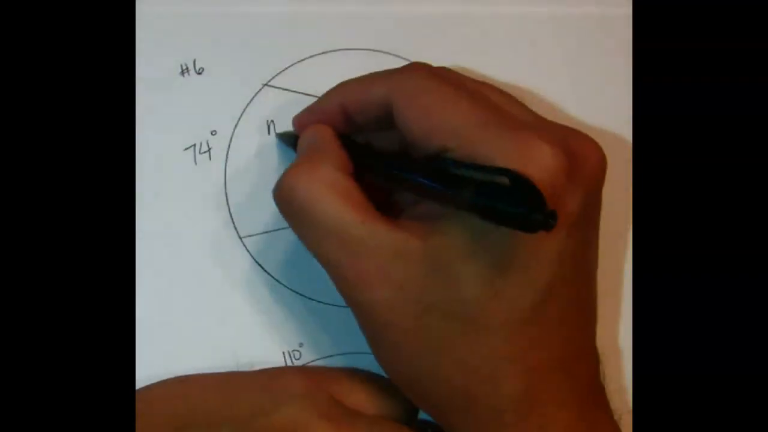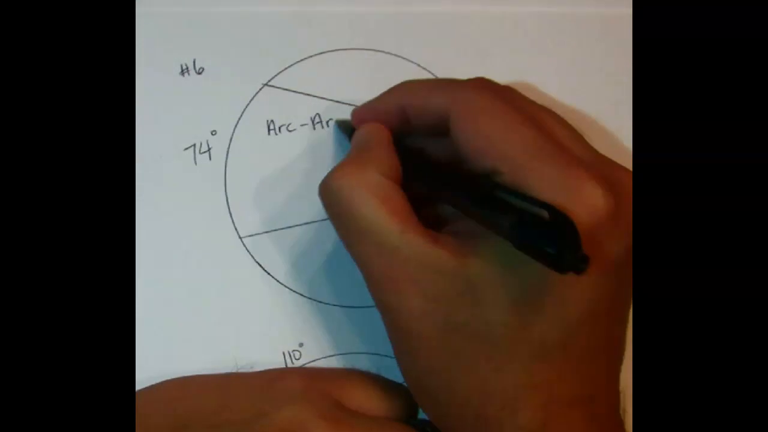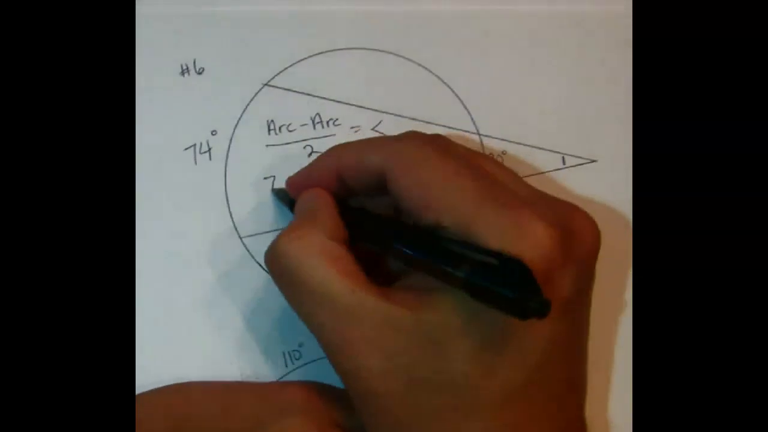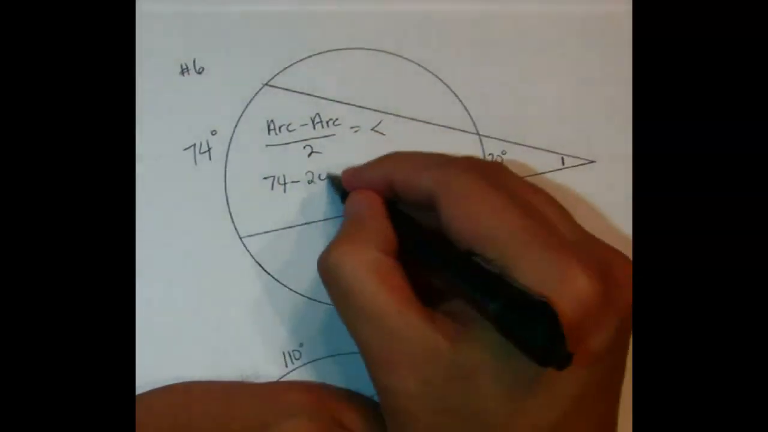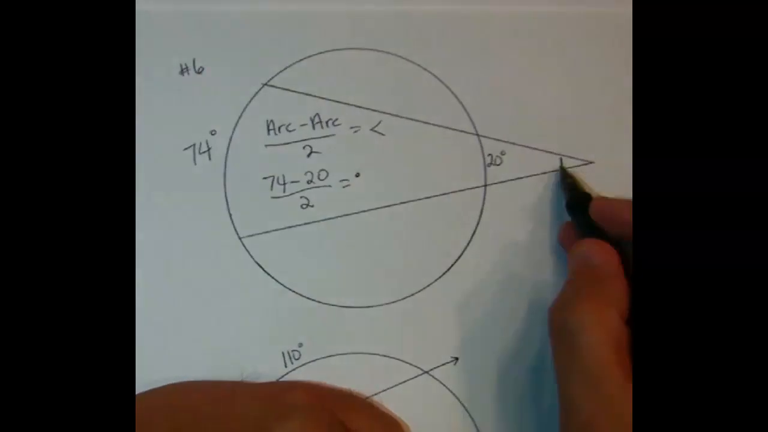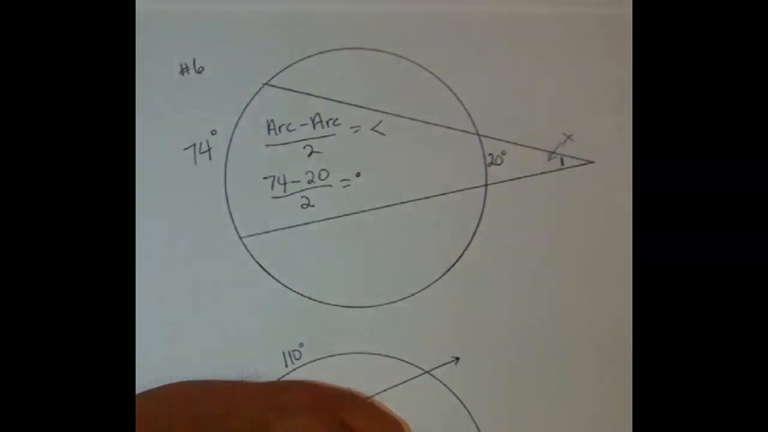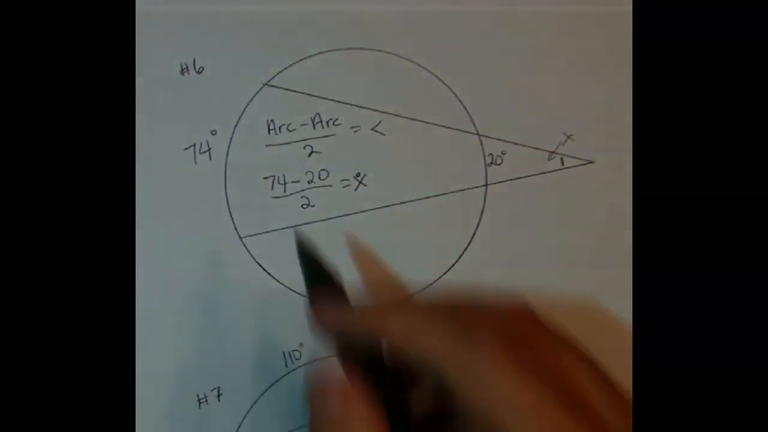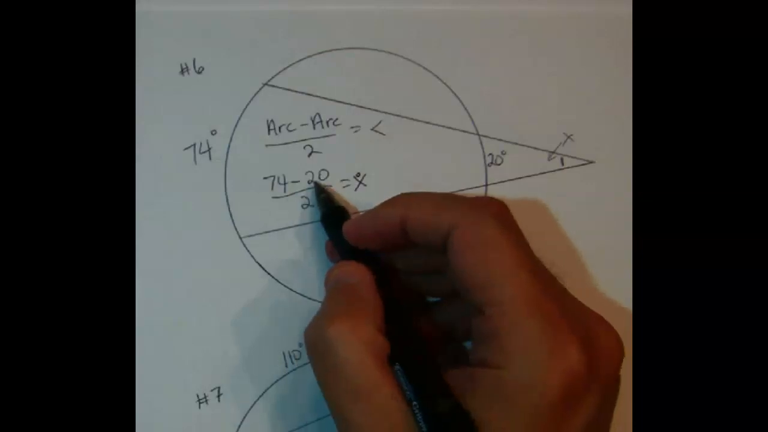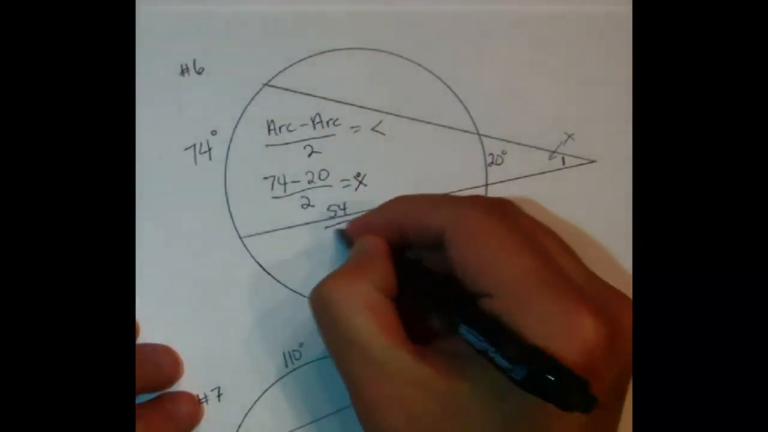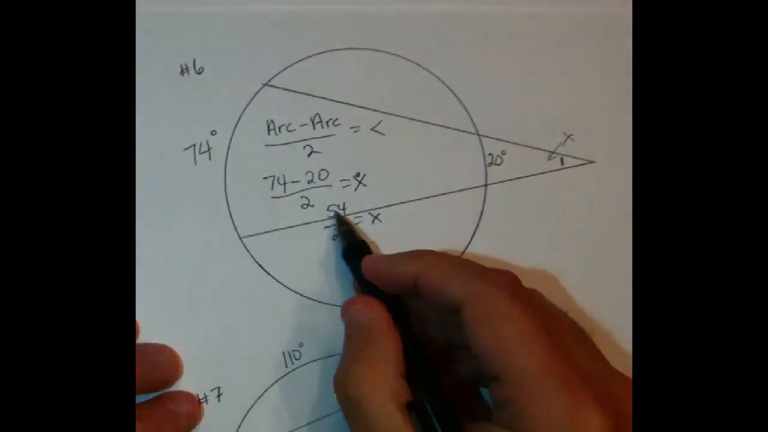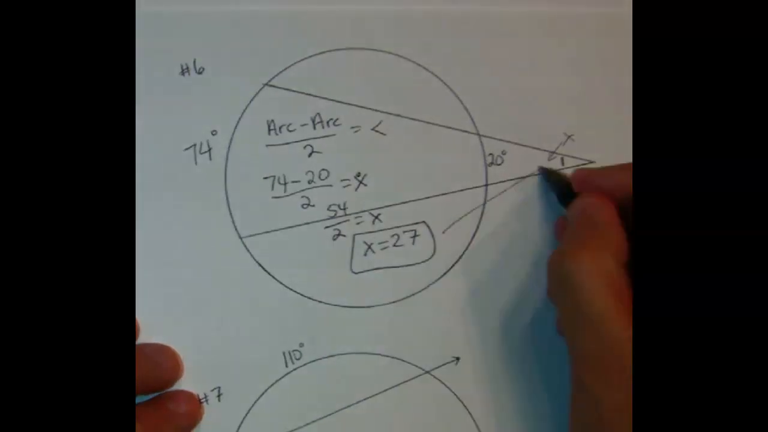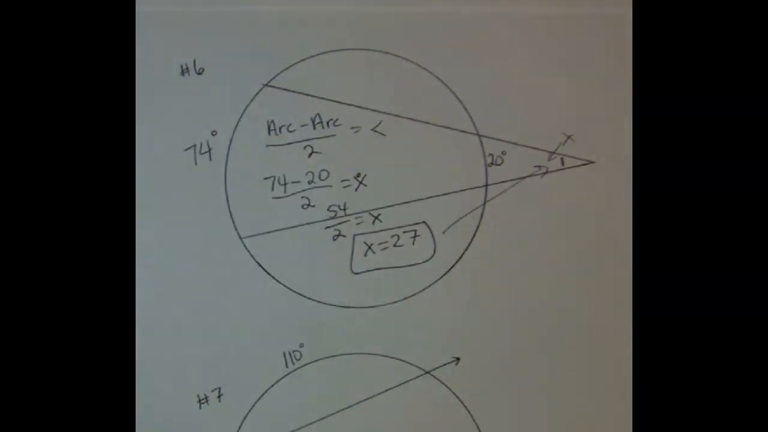So this would be arc minus arc divided by 2 equals the angle. So we have 74 minus 20 divided by 2, and that's angle 1, so we can assign an x to it. So we'll make that x. 74 minus 20 is 54, and 54 divided by 2 is 27. So angle 1 is 27 degrees.